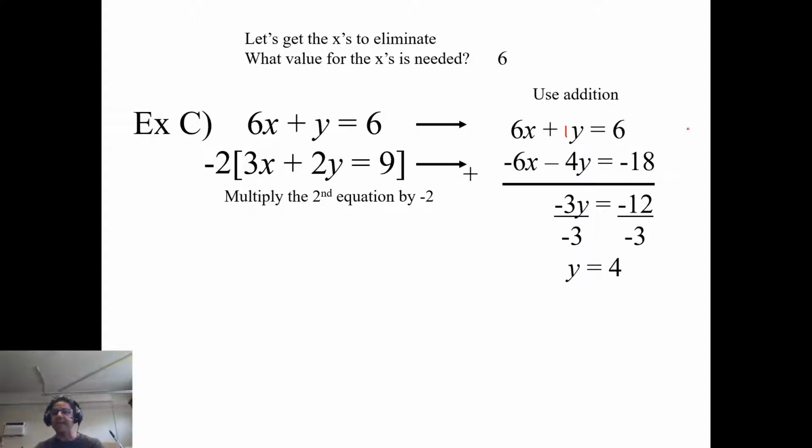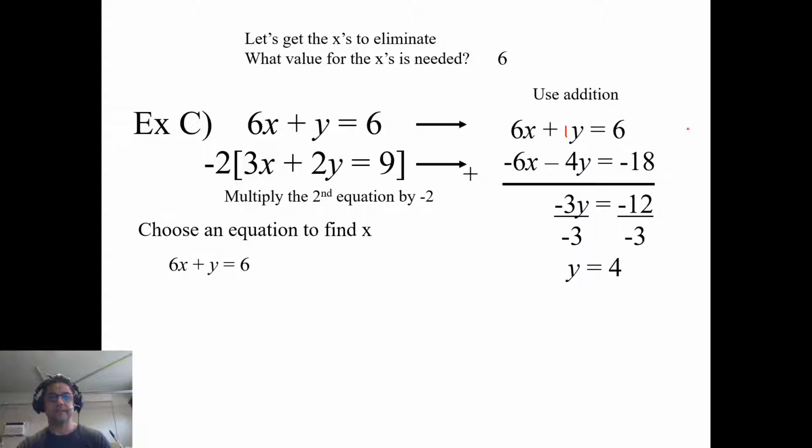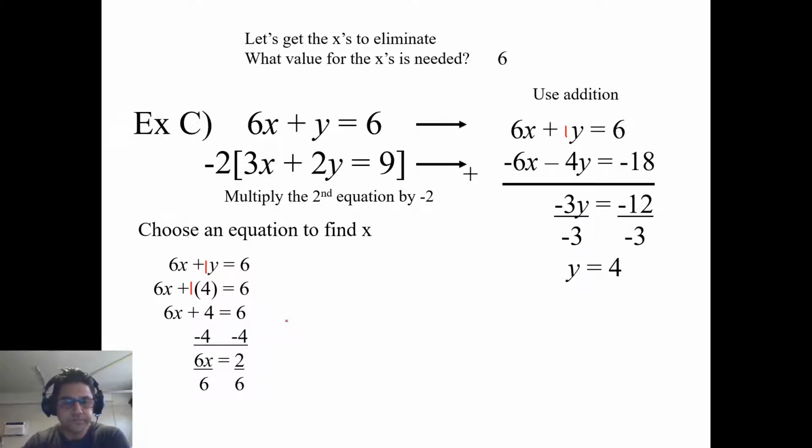Now that I have my first answer, I'm going to go back to the original equations and pick one of those equations to solve for the other answer, or x. Remember, it doesn't matter which one you choose. Let's try the first one. Remember, it's 1y, or y is 4. So I'm going to subtract 4. If you want, you can put a little 1 there. And 1 times 4 is 4. Subtract 4. Ooh, I think this is going to give me a fractional answer. 2 and 6 can both divide by 2, so it gives me 1/3.